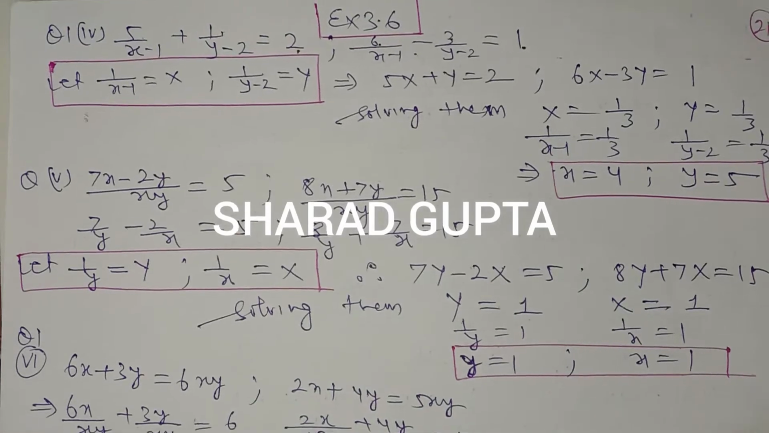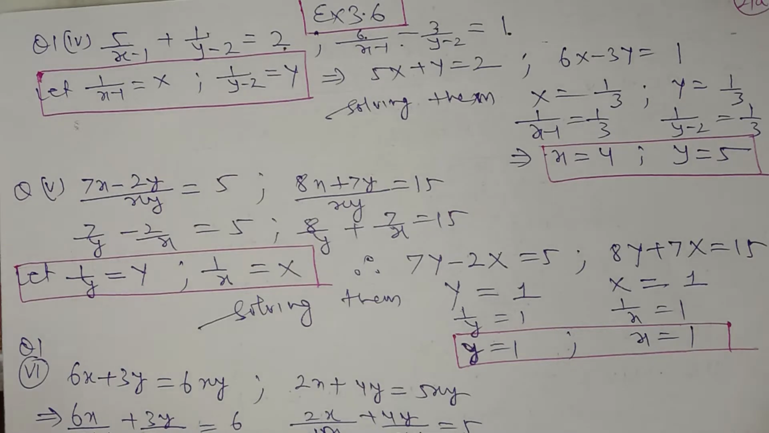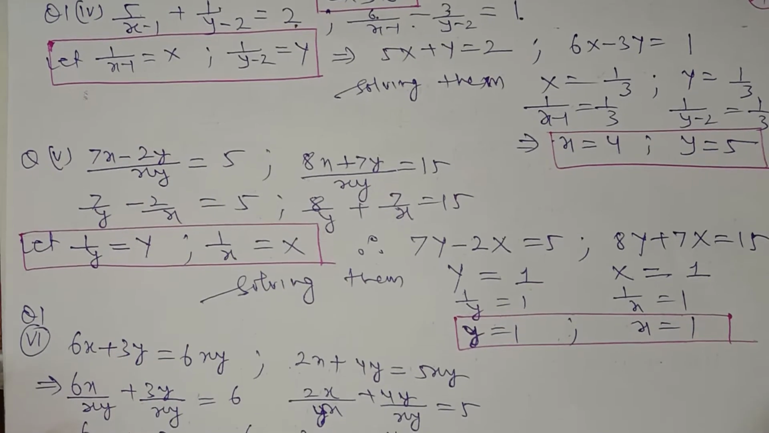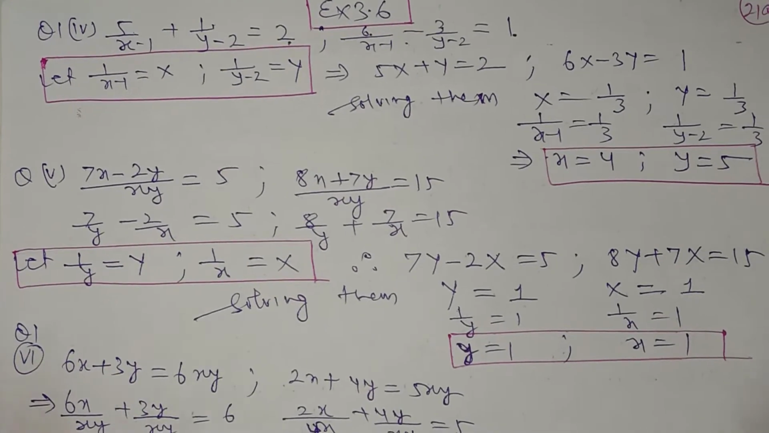This is lecture number 9 for the chapter Linear Equations in Two Variables, and we were discussing exercise 3.6 in the last lecture. We have done up to the fourth part. I'll discuss the fifth part of this question.